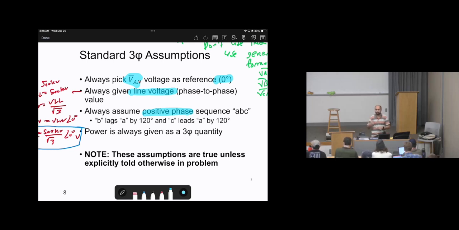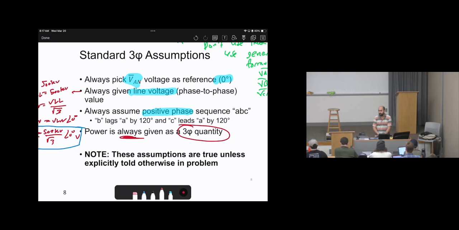Let's recall back when we discussed AC circuits, we used to say, if there is no information about the frequency, assume it's 60 Hertz, right? The same thing here. If there is no information about the sequence, assume it's positive sequence. Then the last thing about the assumptions: the power is always given as a three-phase quantity.